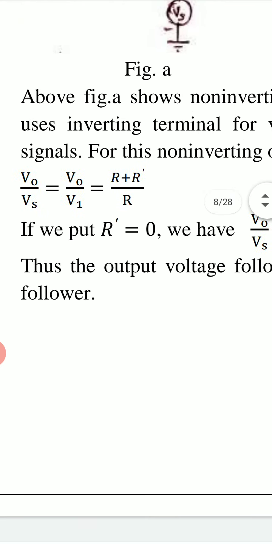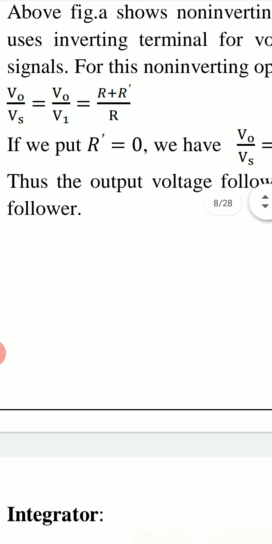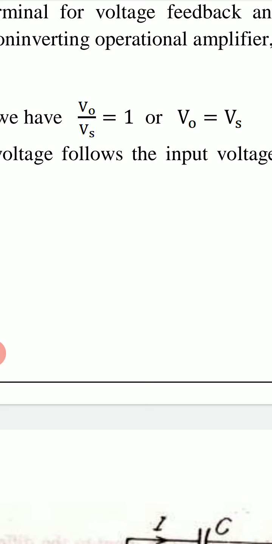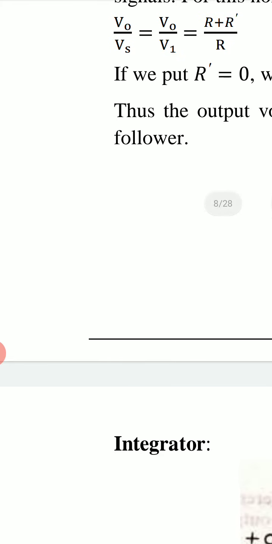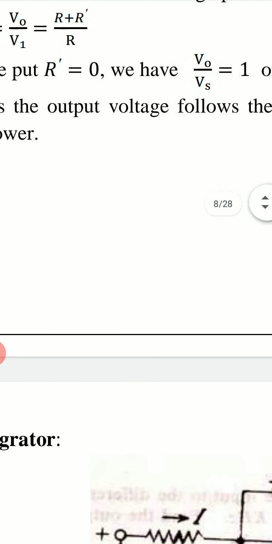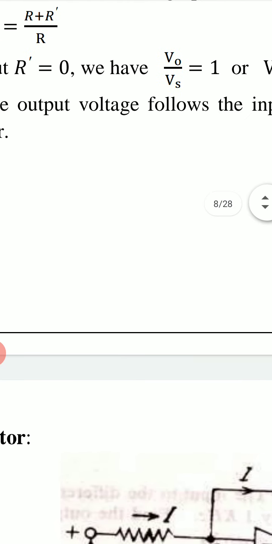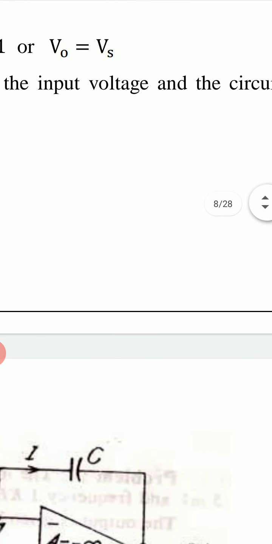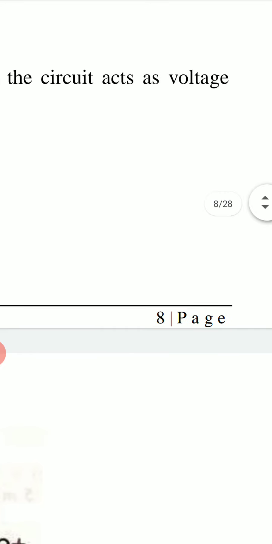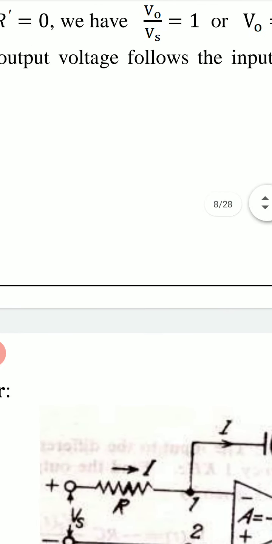If we put R dash equal to 0, then VO upon Vs will become equal to 1, that is VO equal to Vs. So in this case output voltage will be same as that of input voltage Vs. Such type of circuit is known as voltage follower, because the output voltage follows the input voltage and the circuit acts as voltage follower.